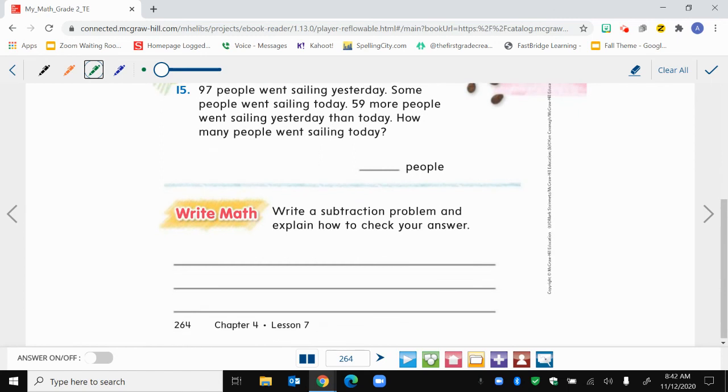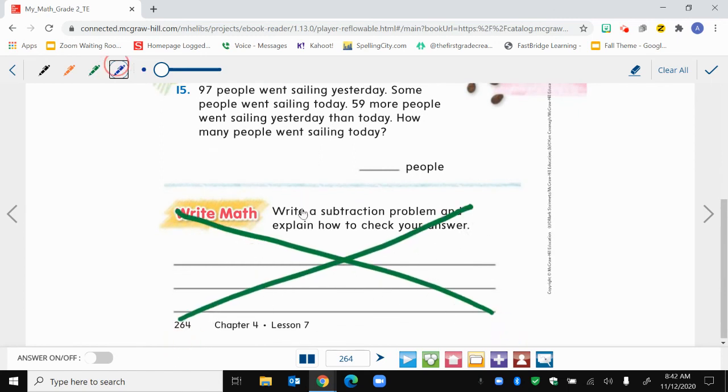All right, we're not going to do this one down here, so you can cross that one out. Let's look at number 15. 97 people went sailing yesterday. Some people went sailing today. 59 more people went sailing yesterday than today. How many people went sailing today? All right, I got to read that again and underline what I know. 97 people went sailing yesterday. Some people went today. 59 more people went sailing yesterday than today. How many people went sailing today?